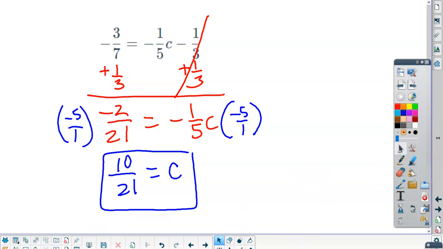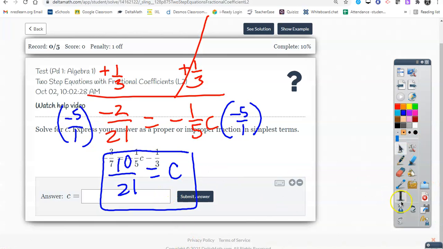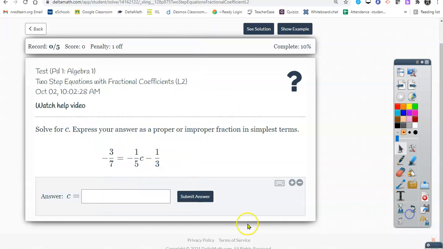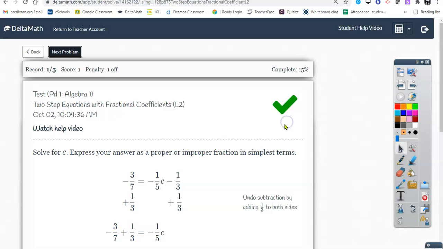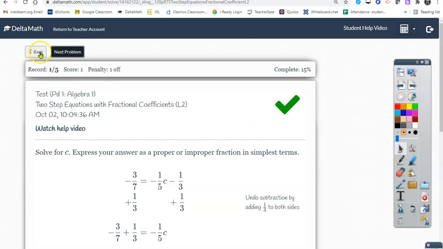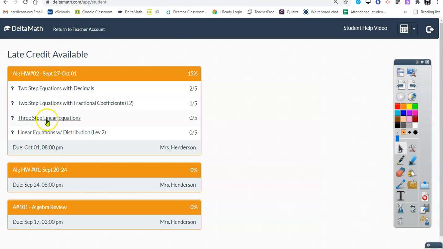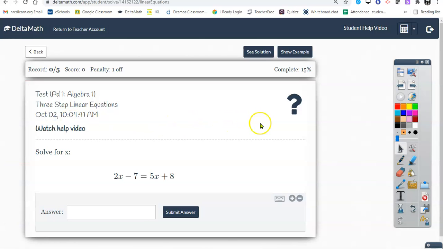So let's go back and take a look here. Annotate, clear my annotations, and I'm going to get 10/21. Awesome. All right, let's take a look at the third topic, three-step linear equations.